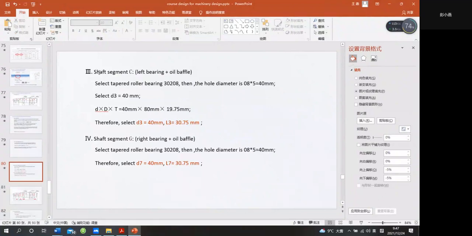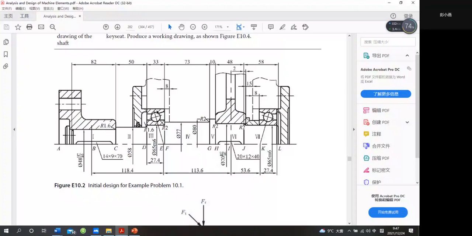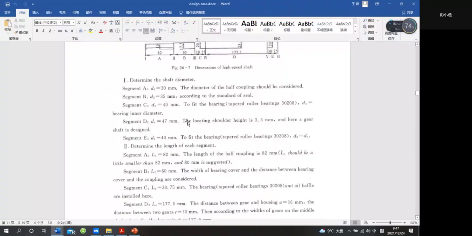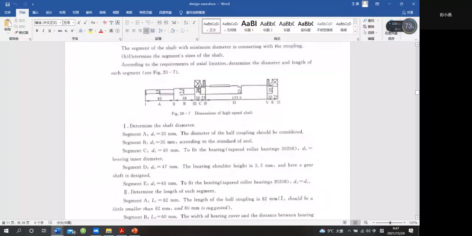And for segment C, in the example, on segment C, bearing is mounted. But in our design case, they mounted a bearing and oil buffer. So the length should be the length of the bearing plus the length of the oil buffer. Okay.